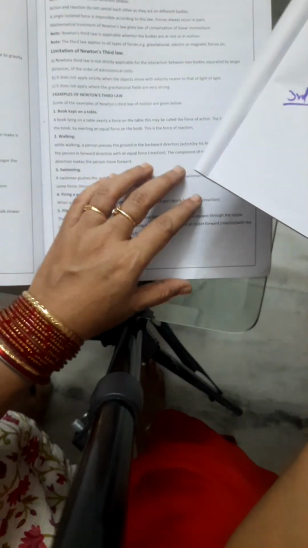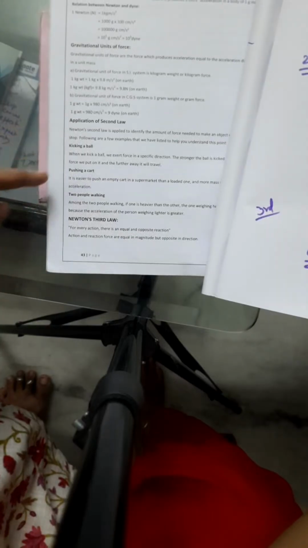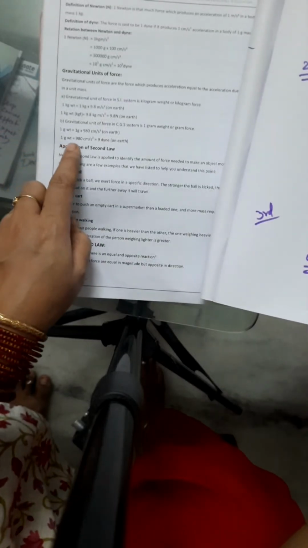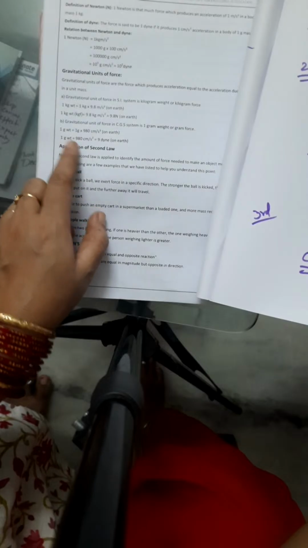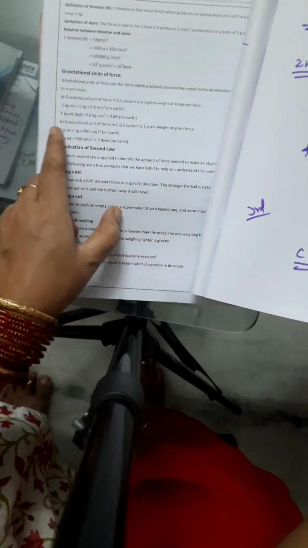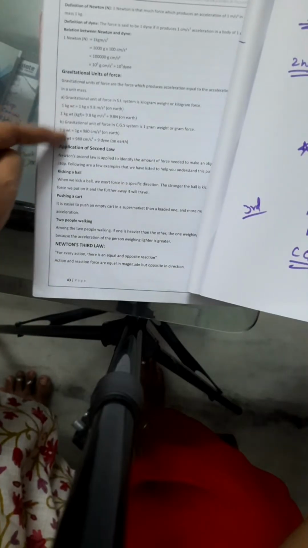So all this topic, read it once. For the second law, derivations are not needed. Directly for the sums, you need to read. Applications of the second law: kicking a ball, pushing a cart, two people walking together. All these are applications. Once you go through the applications and this relation, they can ask 1 kilowatt. Here WT is representing weight. So it's 9 dyne. Once you recall this part also, go through it. This can be asked in bit part.